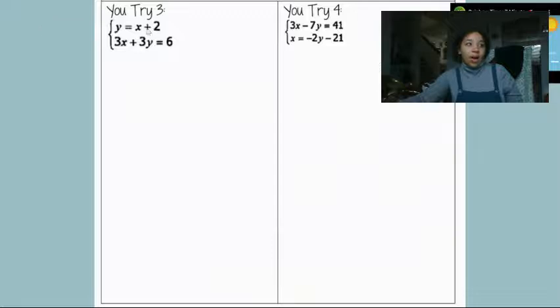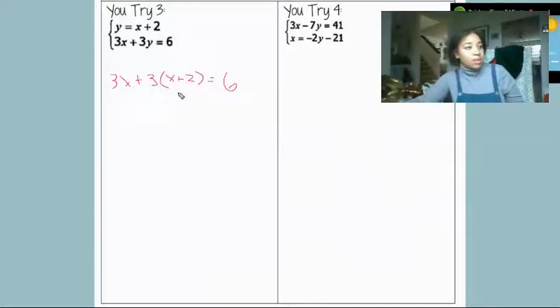So I see that y is by itself, and y equals x plus 2. So I'm going to plug that in right there. So we have 3x plus 3, and I'm going to put in x plus 2 here. So I'm going to do parentheses, x plus 2 for y equals 6. Okay. The first thing I'm going to do is I'm going to do distributive property. So this is 3x plus 6 equals 6 plus 3x.